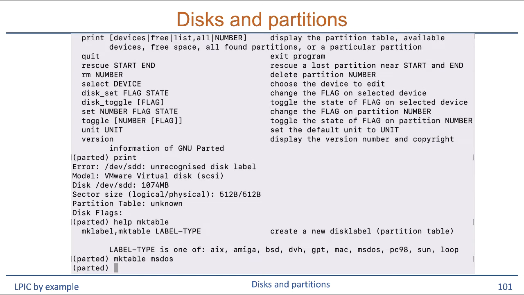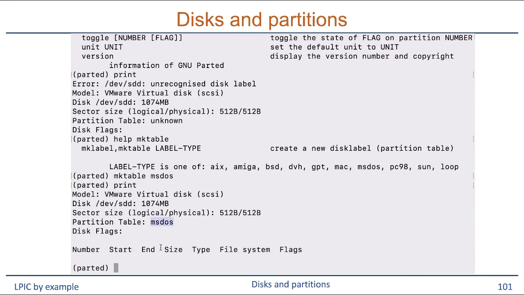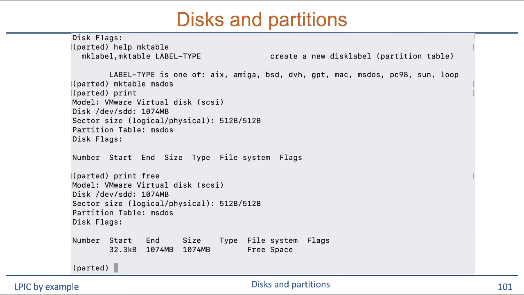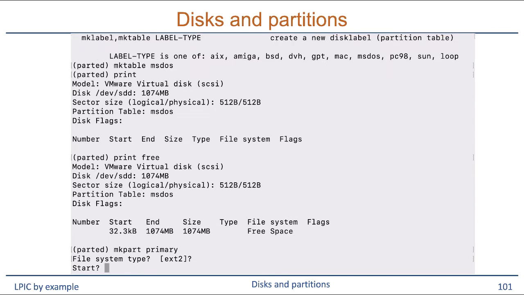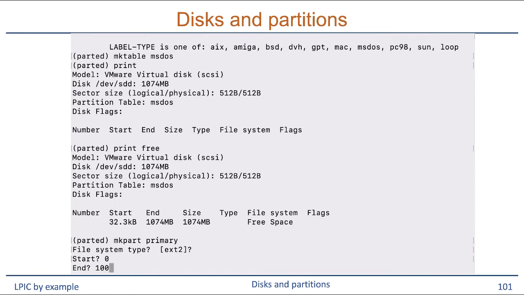Now we check that table using print. It tells us that we now have a partition table which is called msdos. Now we run print free and it tells us that we have about 1 GB of free space, so we could create a partition. We run mkpart and let's create a primary partition. For the file system type, we didn't discuss types yet, so we're simply going to stick with the default. It doesn't really create a file system, it just gives us some settings, but we can override those later when we actually start creating a file system.